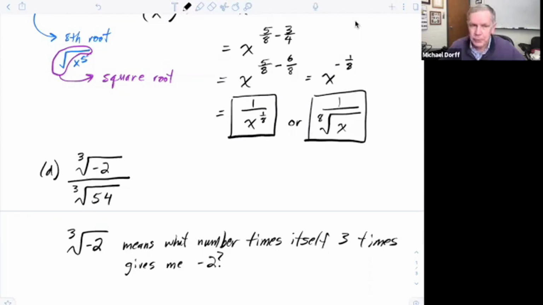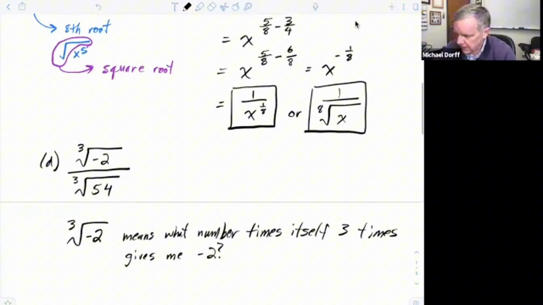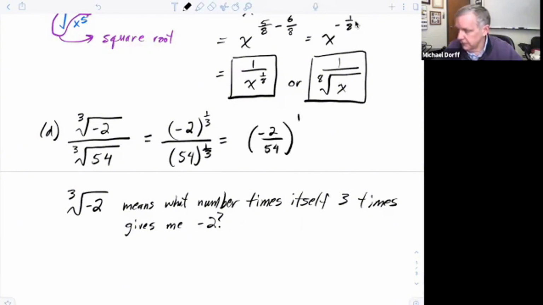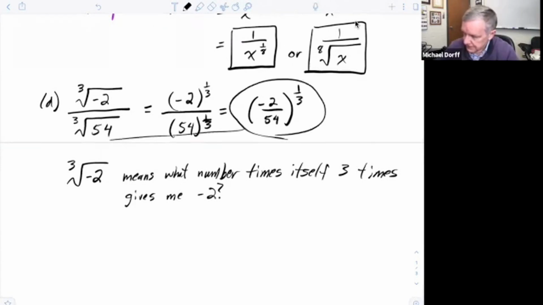If it had just been a square root, I couldn't have a negative 2 there. Or if it's a 4th root, I can't have a negative 2. Anytime it's an even root, I can't have a negative number under the radical. But it's okay if I have an odd root. All right, so what do we do with this one? Well, I look at this and they're both to the 3rd root power. So I'm going to write this as negative 2 to the 1/3 power on top. And on the bottom, I'm going to have 54 to the 1/3. And now since they have the same exponents, I can rewrite this as negative 2 over 54, all to the 1/3 power.